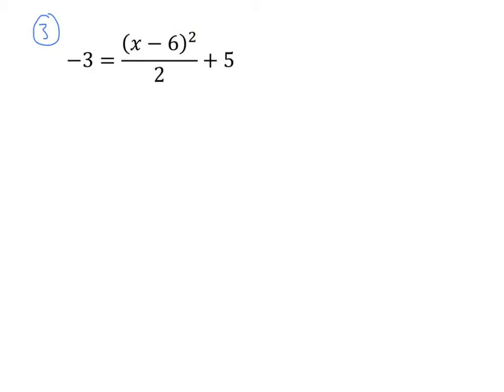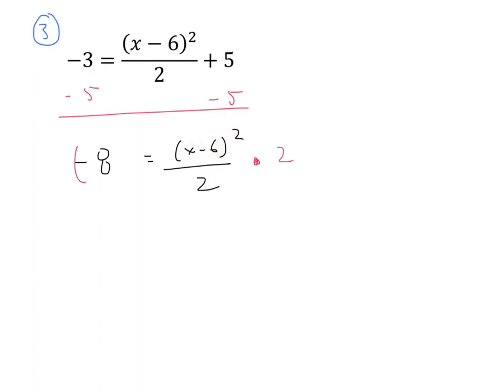All right, here's what you should have done. You should have subtracted 5 first, and that gives me negative 8 is equal to x minus 6 squared over 2. We still don't have the x minus 6 squared by itself, so what we can do here is multiply both sides by 2. Then we get negative 16 is equal to the quantity x minus 6 squared. Hopefully you got that. If not, try it again, or go back and watch it again. At this point, pause again and finish the problem.